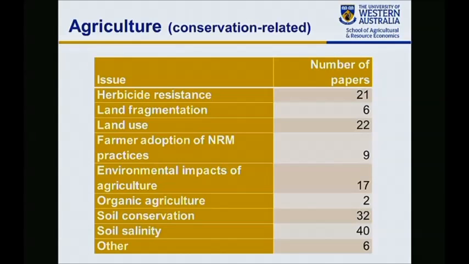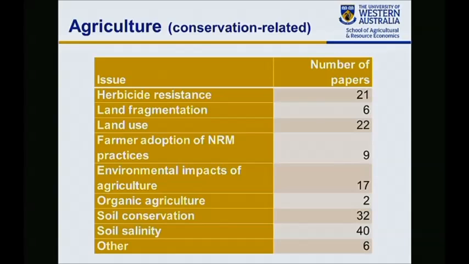And there's been research on many different aspects that are relevant to these programs. Herbicide resistance is a bit different. I'll talk about that in a minute. It's actually a bit of an outlier. But these other issues, particularly conservation of NRM practices, environmental impacts of agriculture, organic ag, soil conservation, soil salinity, and a few other things, are all core focuses of those programs.